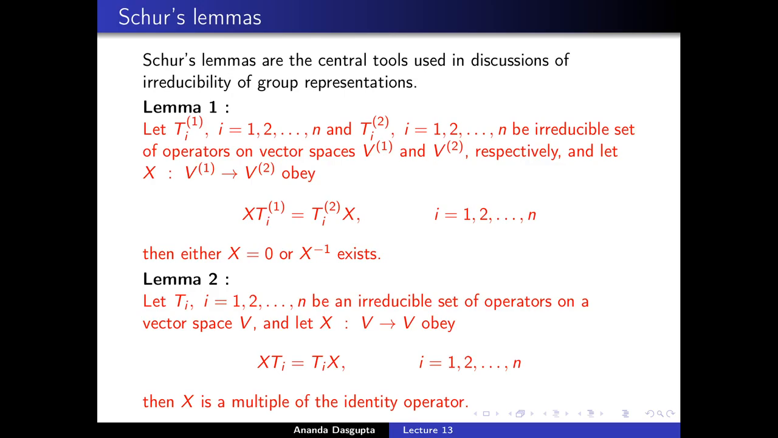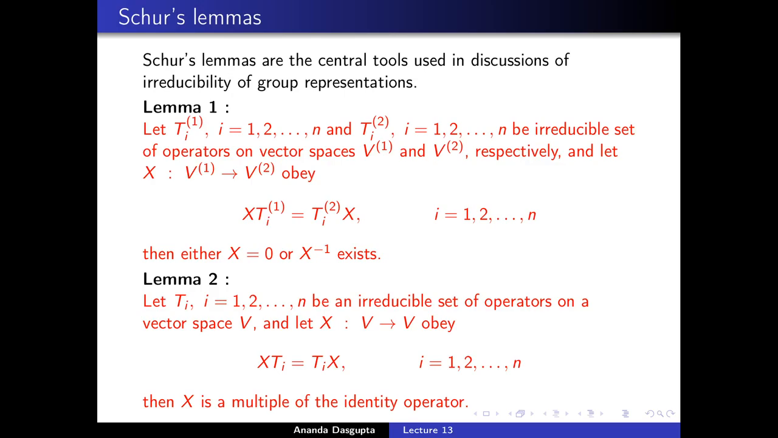Let me remind you that the reason why these lemmas are important in group representation theory is that the operators which represent the group elements for an irreducible representation of the group form an irreducible set of operators on the underlying vector space. So, the results that we have here for an arbitrary irreducible set of operators can be translated directly to the operators which represent group elements if you have an irreducible representation.